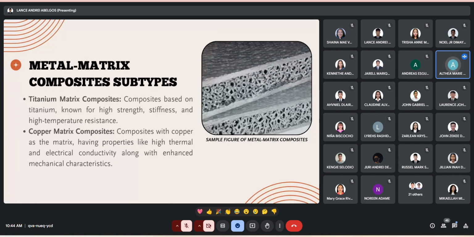Titanium matrix composites. Composites based on titanium, known for high strength, stiffness, and high temperature resistance. Copper matrix composites. Composites with copper as the matrix, having properties like high thermal and electrical conductivity, along with enhanced mechanical characteristics. Next slide po.